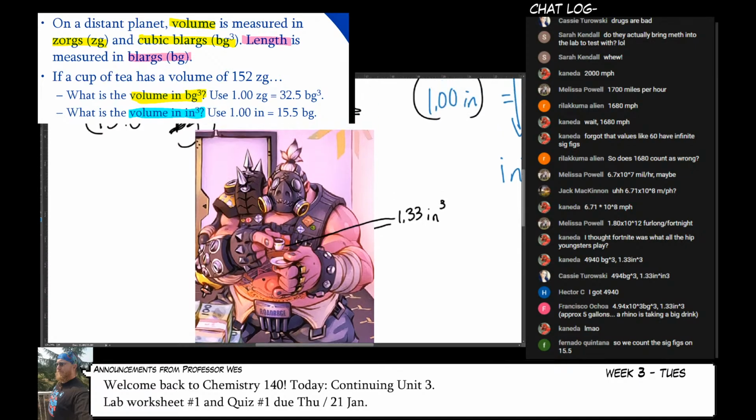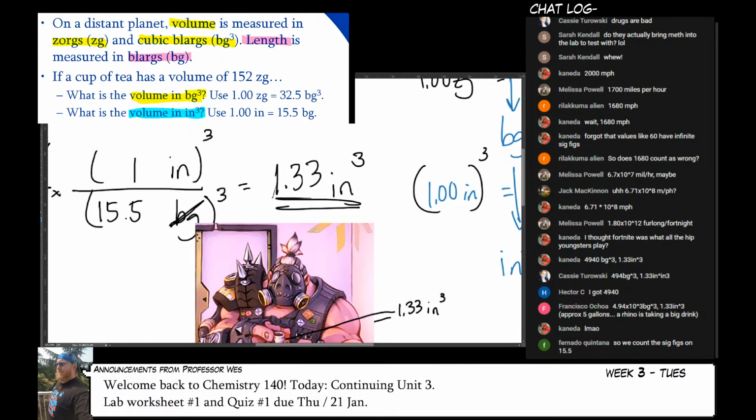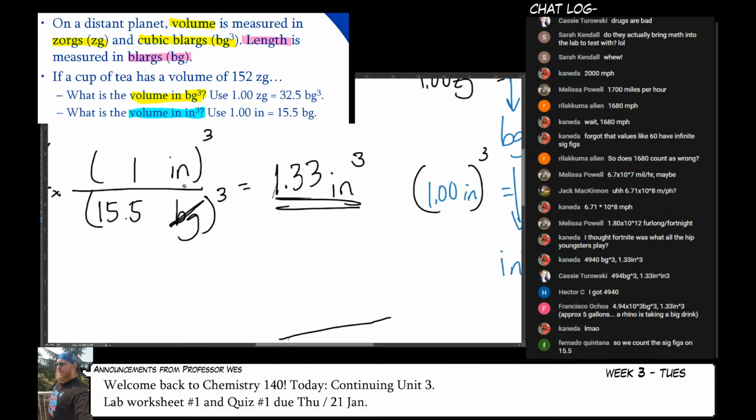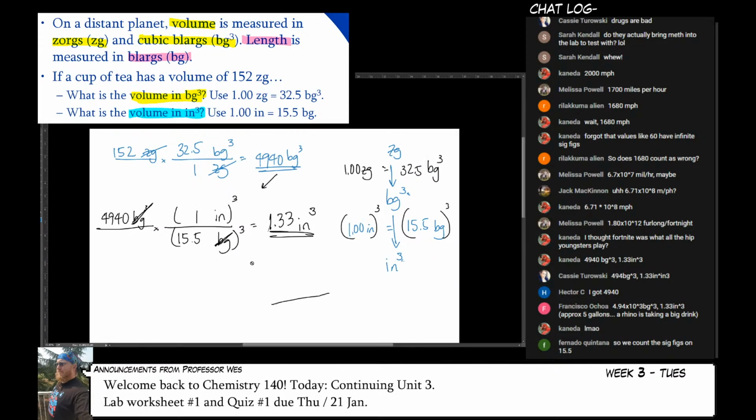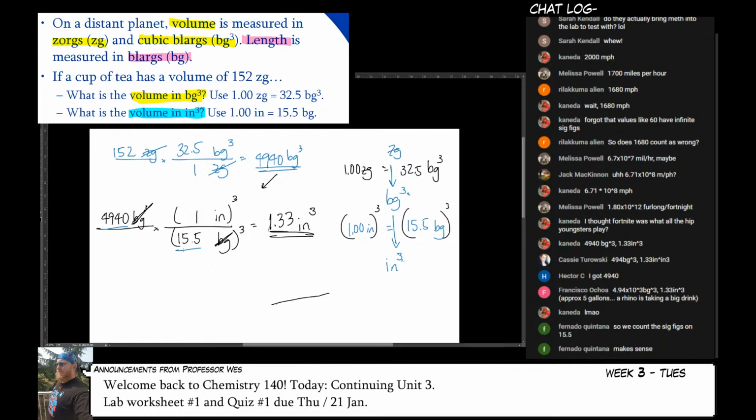So we count the sig figs on 15.5. Yes, because I did not tell you that it was an exact conversion. I did not tell you it was an exact conversion, so we would assume that it is approximate. Now, the 1 is always going to be exact, but any other numbers are approximate. And even if we said that this was exact, this one still has 3 sig figs because the previous one had 3 sig figs. So our answer would still have 3 sig figs anyway.